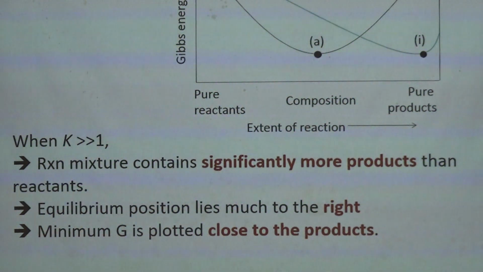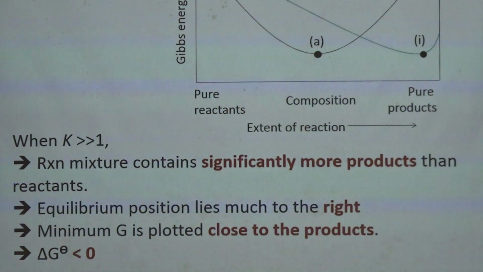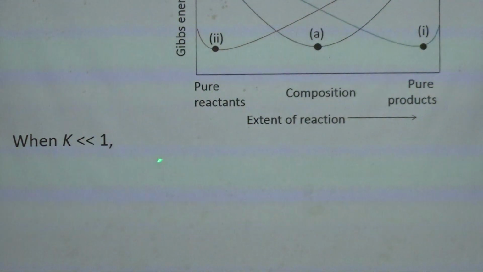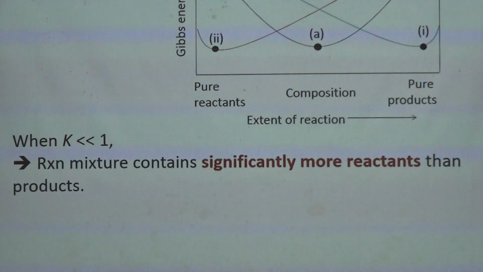Okay? So the next part 2, how to sketch when K value is much lesser than 1. Sorry, this last bit, delta G must be less than 0. Okay? Alright, so you're going to favor the forward spontaneous reaction. When K value is lower than 1, what do you get? Naturally it must be at the other side, right? Because when K is much lower than 1, the reaction mixture will largely contain more reactants than product.